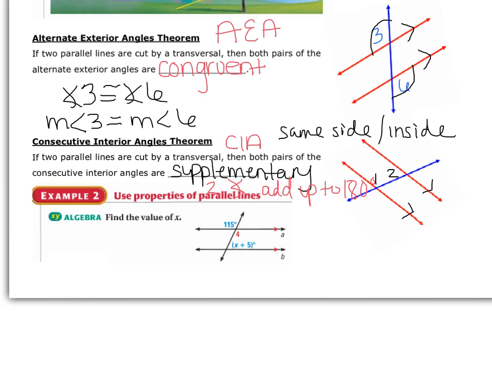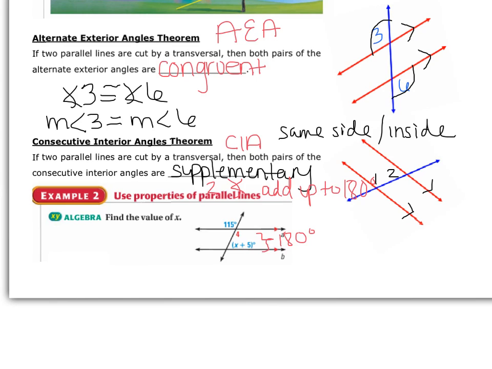So let's look at this example 2, and we're going to use the properties of parallel lines. We're going to find the value of x. So what we want to do is say, okay, here's the x. All right, well, this angle and angle 4, let's try to remember their name and their relationship. They are on the same side inside. So these 2 angles we just learned are going to be supplementary.